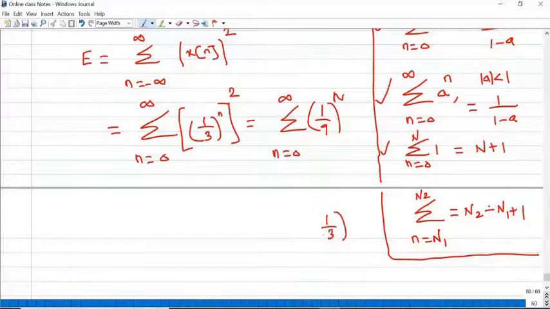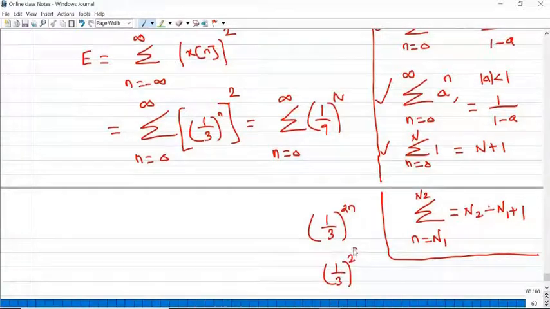One by 3 power you will get 2n. So this will be equal to 1 by 3 power 2 and then power n. Okay. So if we expand this, you will get 1 by 9, so 1 by 9 power n. Why are we rewriting this like this? Because the formula is available in the form of a power n format.